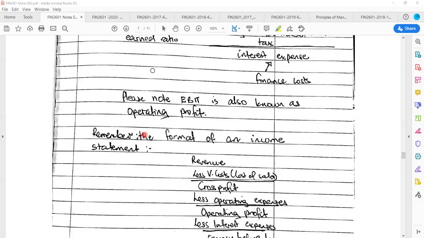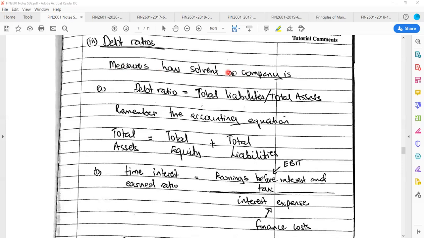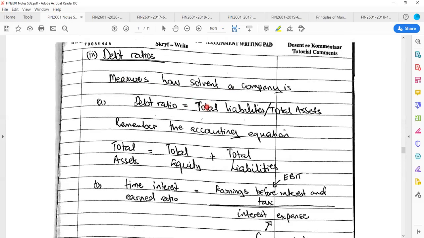These ratios measure how solvent a company is. In other words, they look at the amount of long-term debt that a company has. The less long-term debt a company has, the more solvent the company is. So the less debt you have, the more solvent you are as a company.